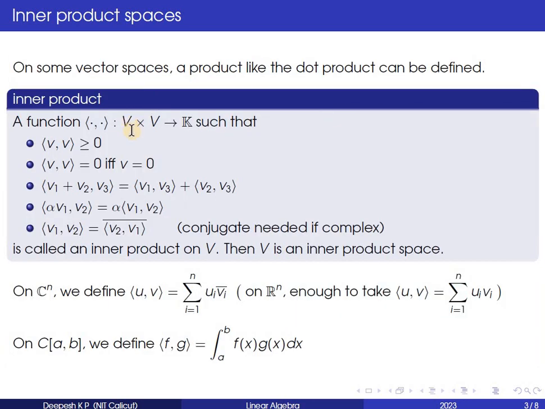Now, given a function from V cross V to K, where K is either R or C, in order to check whether that function is an inner product or not, if you want to say that it is an inner product, you have to prove all these properties. And if you want to say that it is not an inner product, then you have to produce an example showing that one of these properties doesn't hold for that particular function.